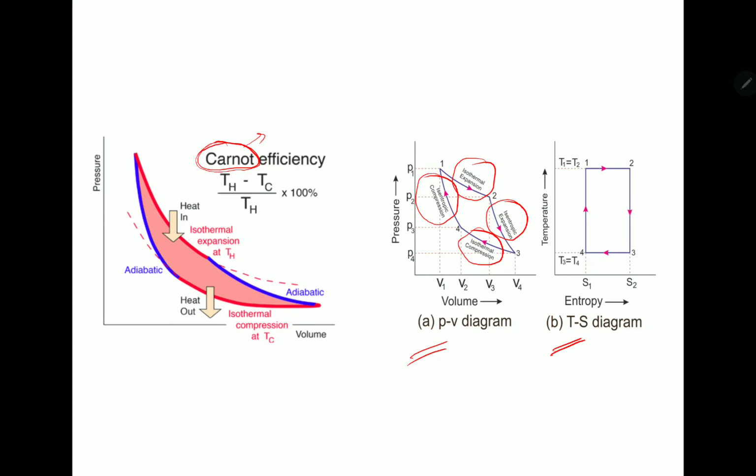We can also write this as T1 minus T2 divided by T1, into 100. Now let's move to the next question.